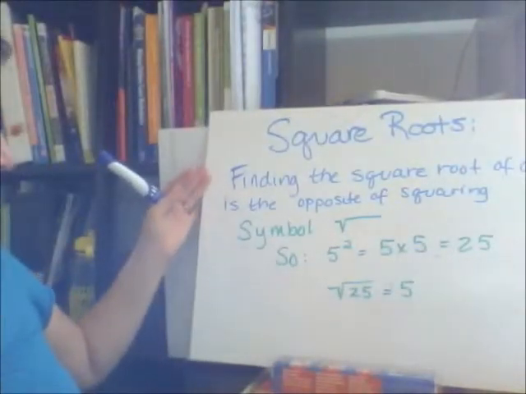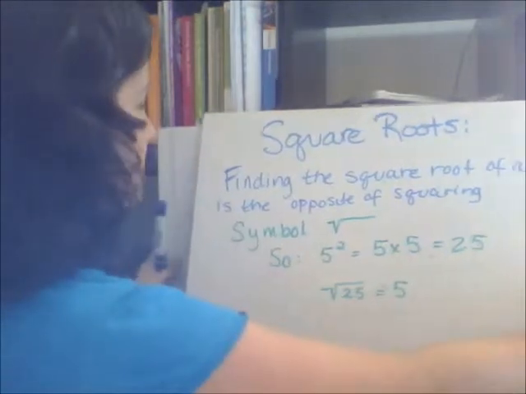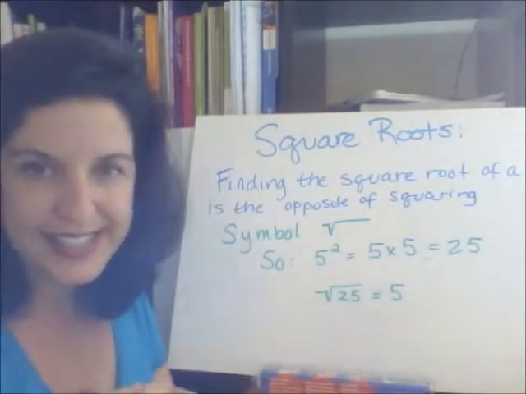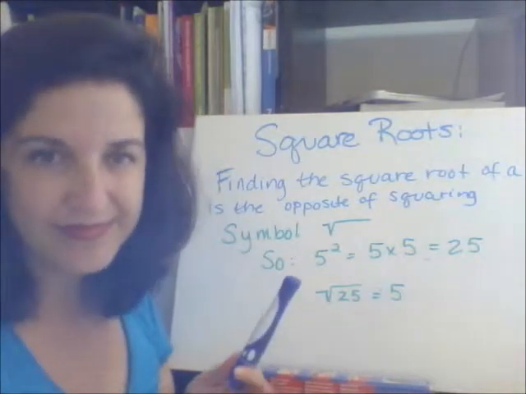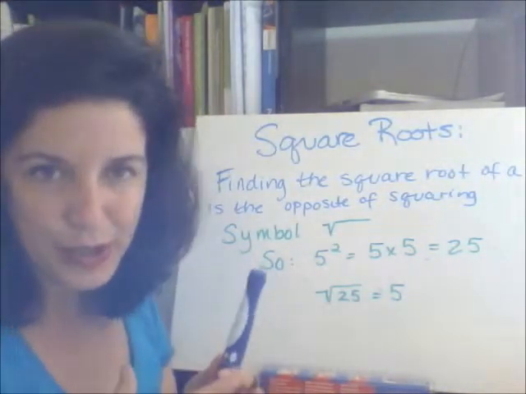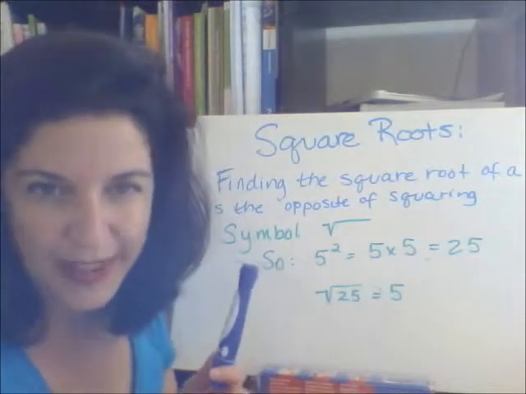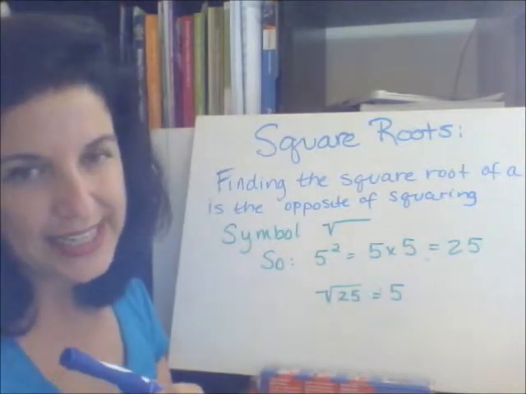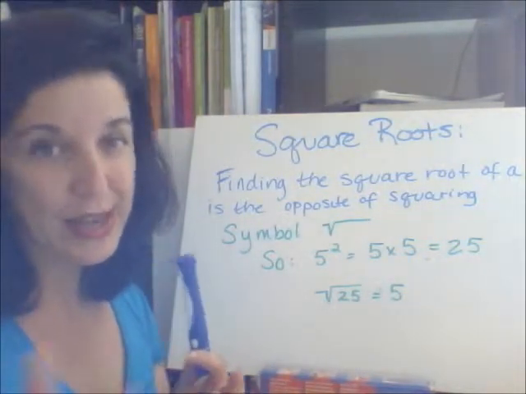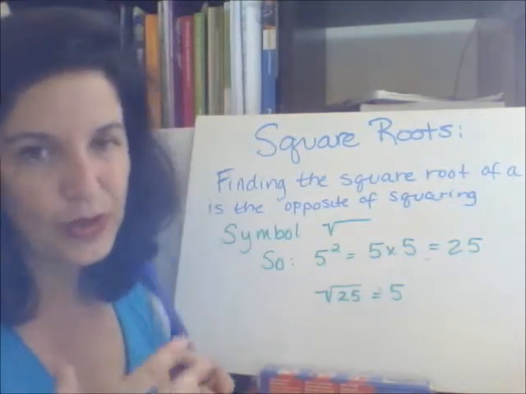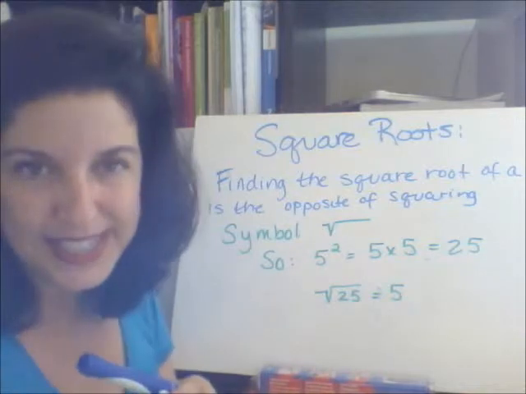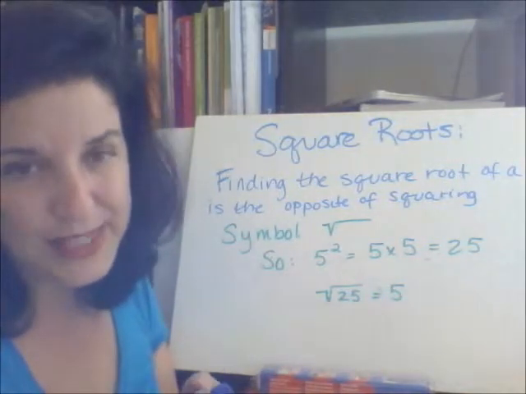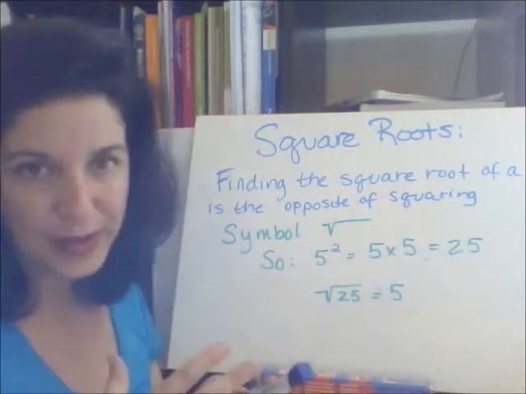Square roots. Now, I just want to explain what a square root is for you so that you get it. Basically, an exponent is an operation, and finding the square root is the reverse of that operation. The same way that multiplying is one direction, and dividing is the opposite, or what adding and subtracting are to one another. Finding the square root is the opposite direction to squaring something.